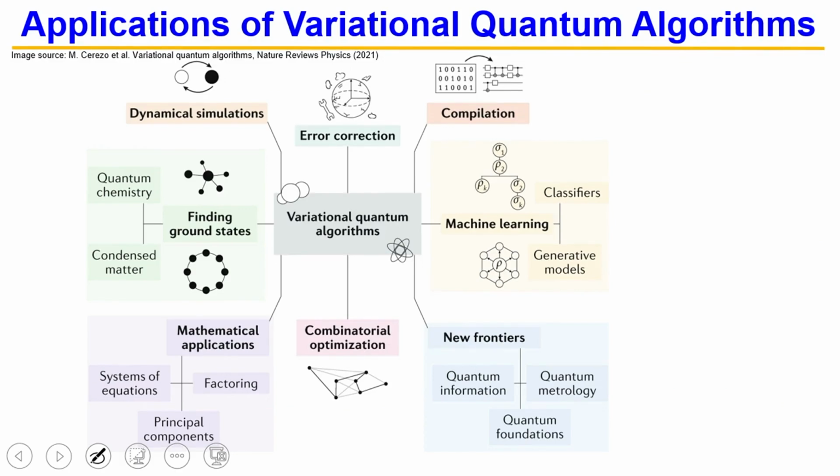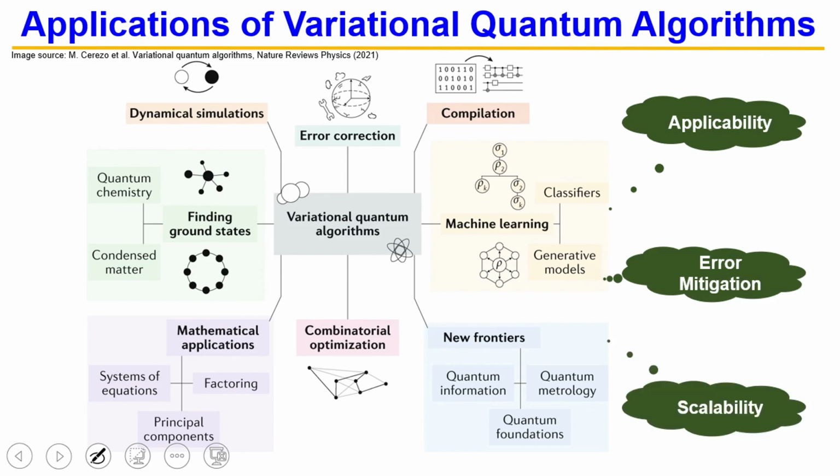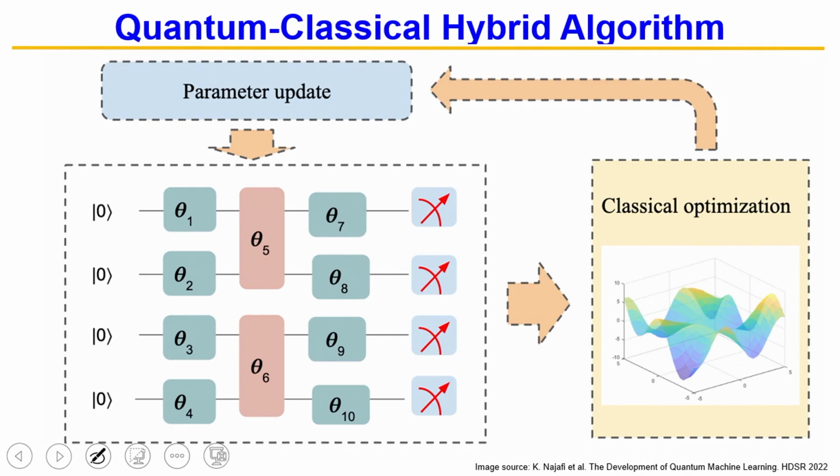I will show an example in error correction and compilation, but it is used everywhere, from physics to math to even machine learning itself. It can use variational quantum algorithms with wide applicability, error tolerance, scalability.